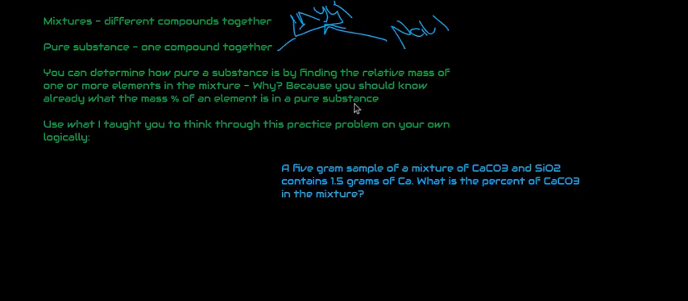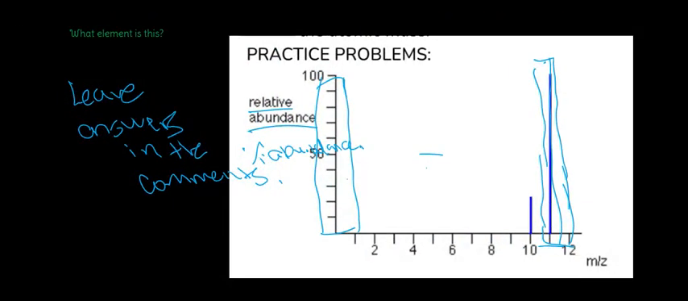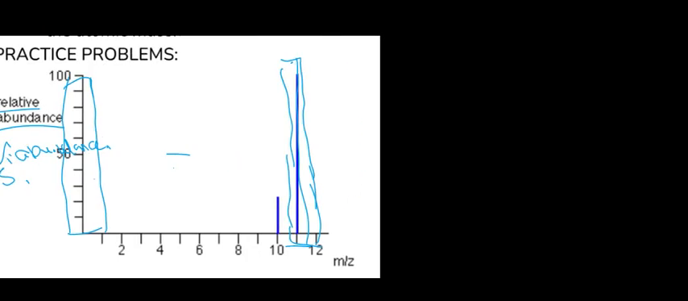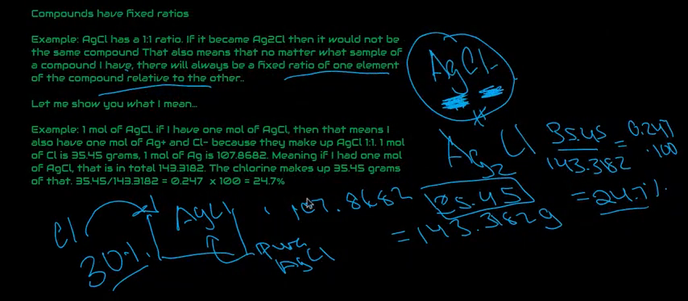Remember what I said before with AgCl and how chlorine will always be 24.7% of it. But if I solved for it in a lab and got 30% of it, then that means it cannot be a pure substance. There has to be something else. That's what that is saying.